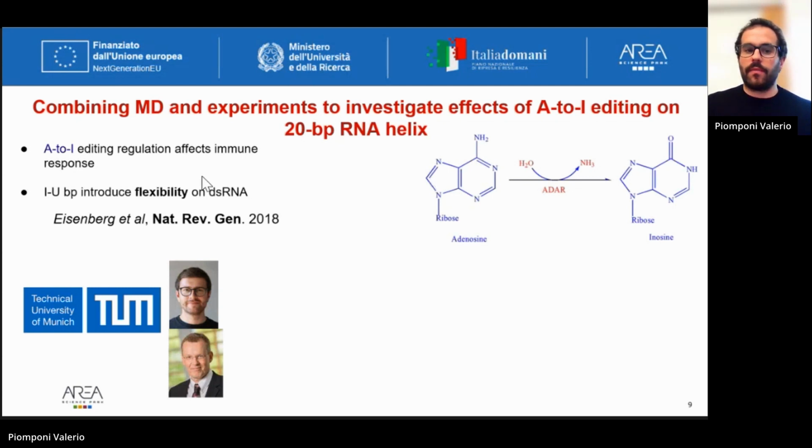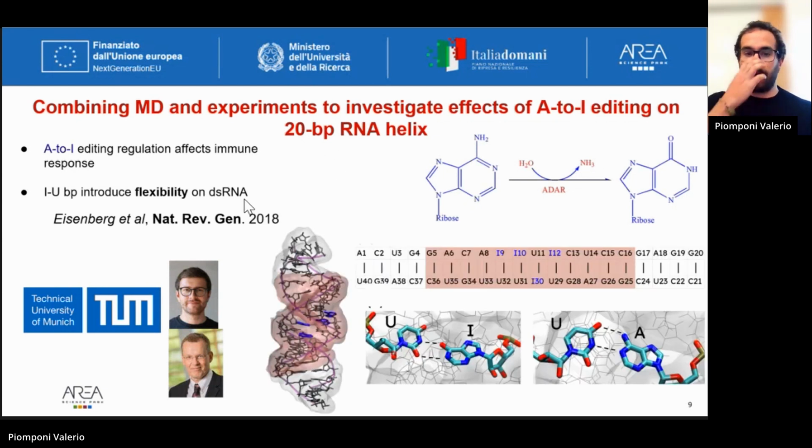It's known that its regulation affects the immune response, and it's also known that inosine-to-uracil base pairing introduces flexibility in double-stranded RNA. For that reason, our collaborators, who are experimentalists from the University of Munich, decided to investigate a specific system, a 20 base pair RNA helix where four inosines are present in the central part of the helix, each of them base pairing with uracil. So they performed several measurements on this system.